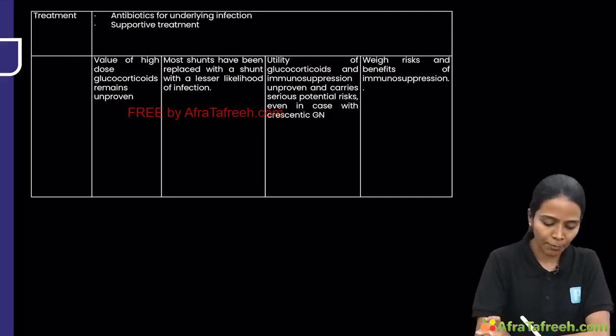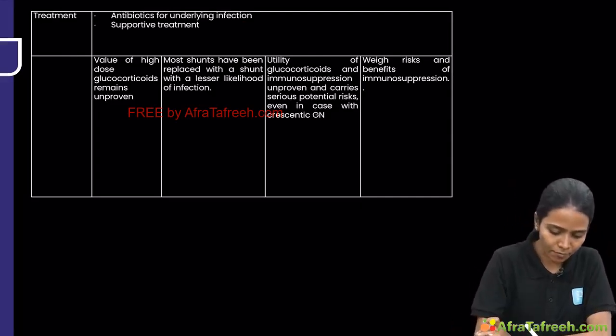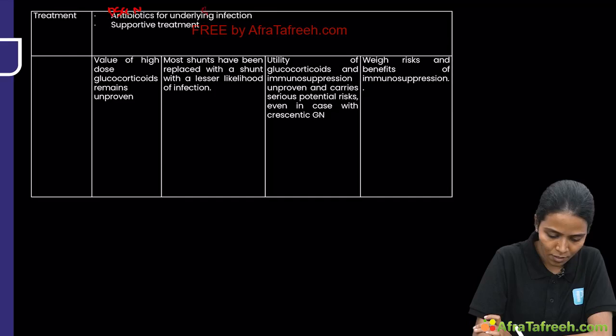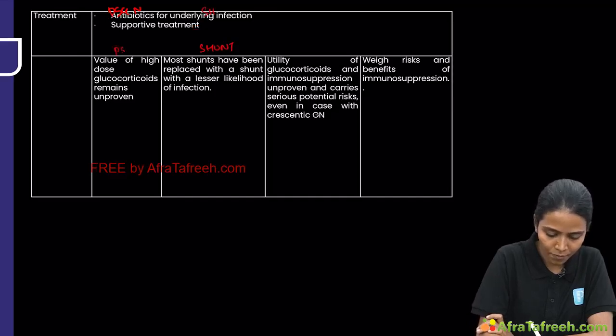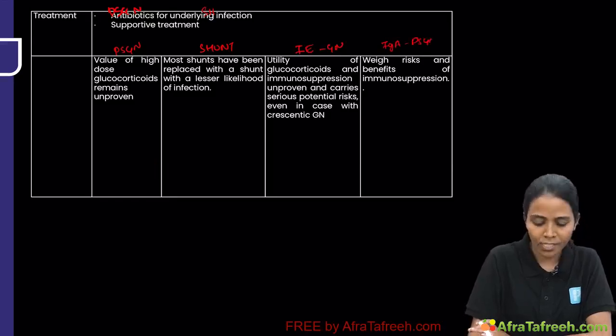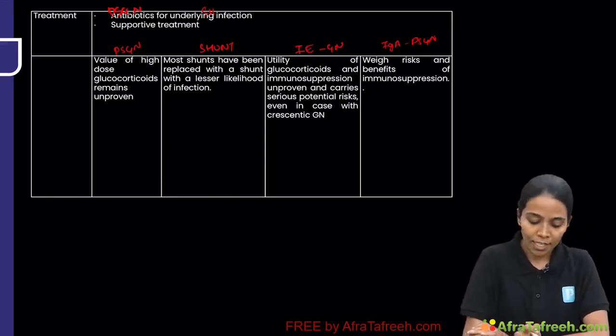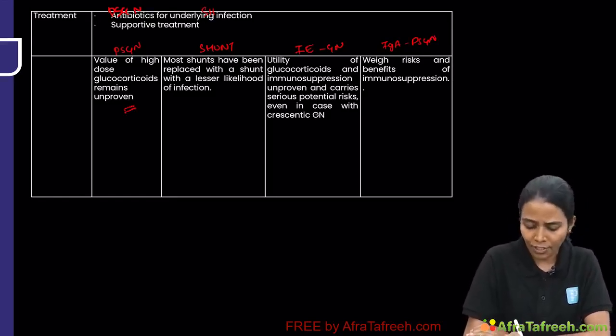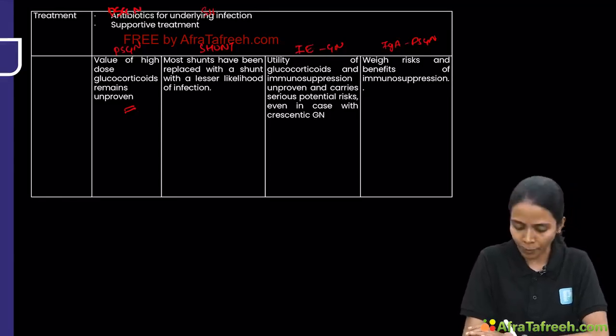Now, coming to the treatment, again here, PSGN, right here, shunt nephritis. Then here is infective endocarditis associated GN and IgA dominant PSGN. So, first is supportive treatment and antibiotics. Next, in PSGN, the value of high dose steroids is not known. And in shunt nephritis, mostly the shunt will have to be replaced.